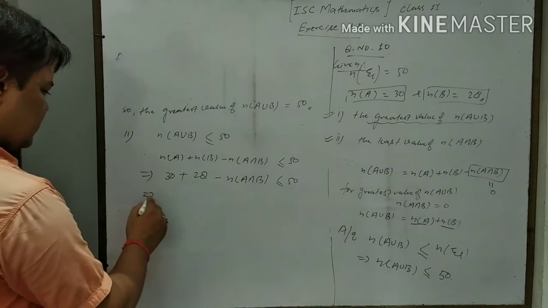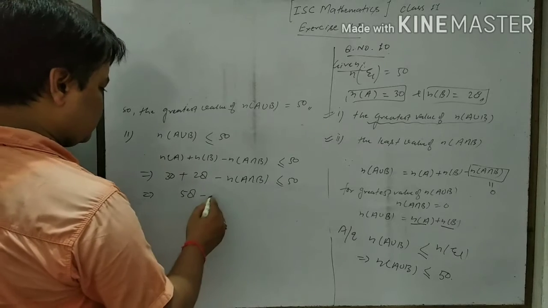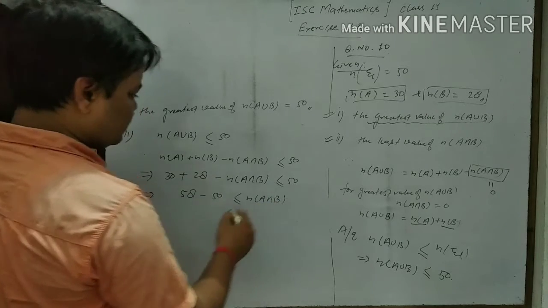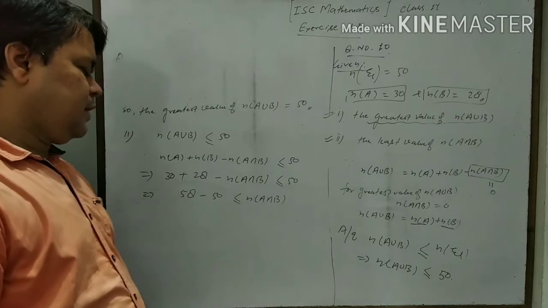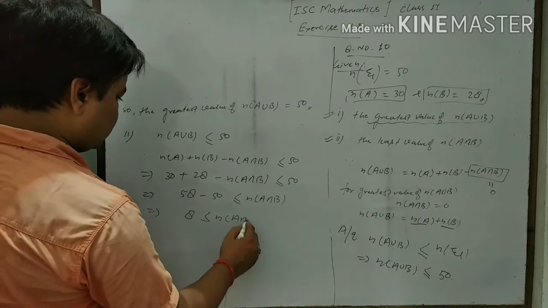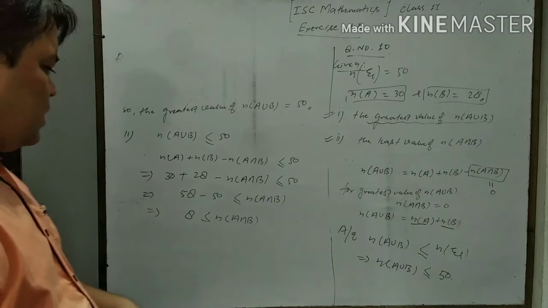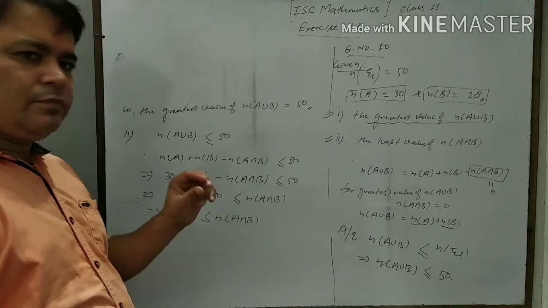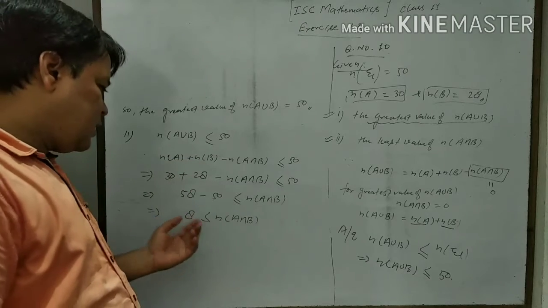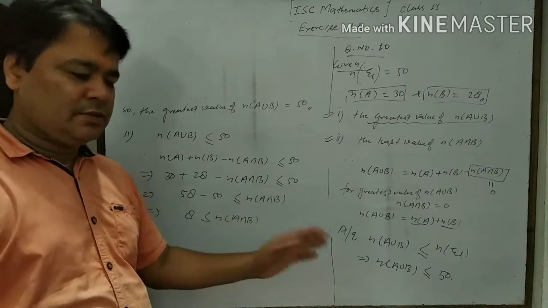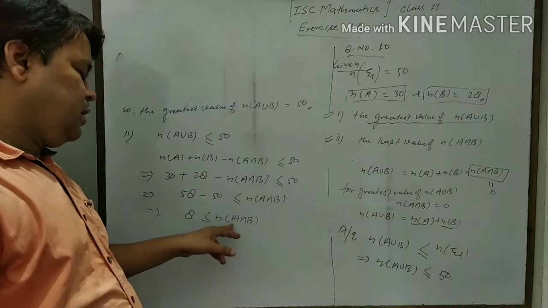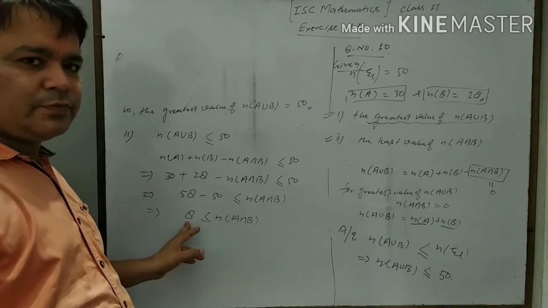Okay. Then here it will be 58 minus 50 less than or equal to cardinal number of A intersection B. Using the property of inequation, 8 is less than or equal to cardinal number of A intersection B, which means the number of elements in the set A intersection B will be either 8 or more than 8. Means the minimum value of the elements in set A intersection B will be 8 or more than 8.